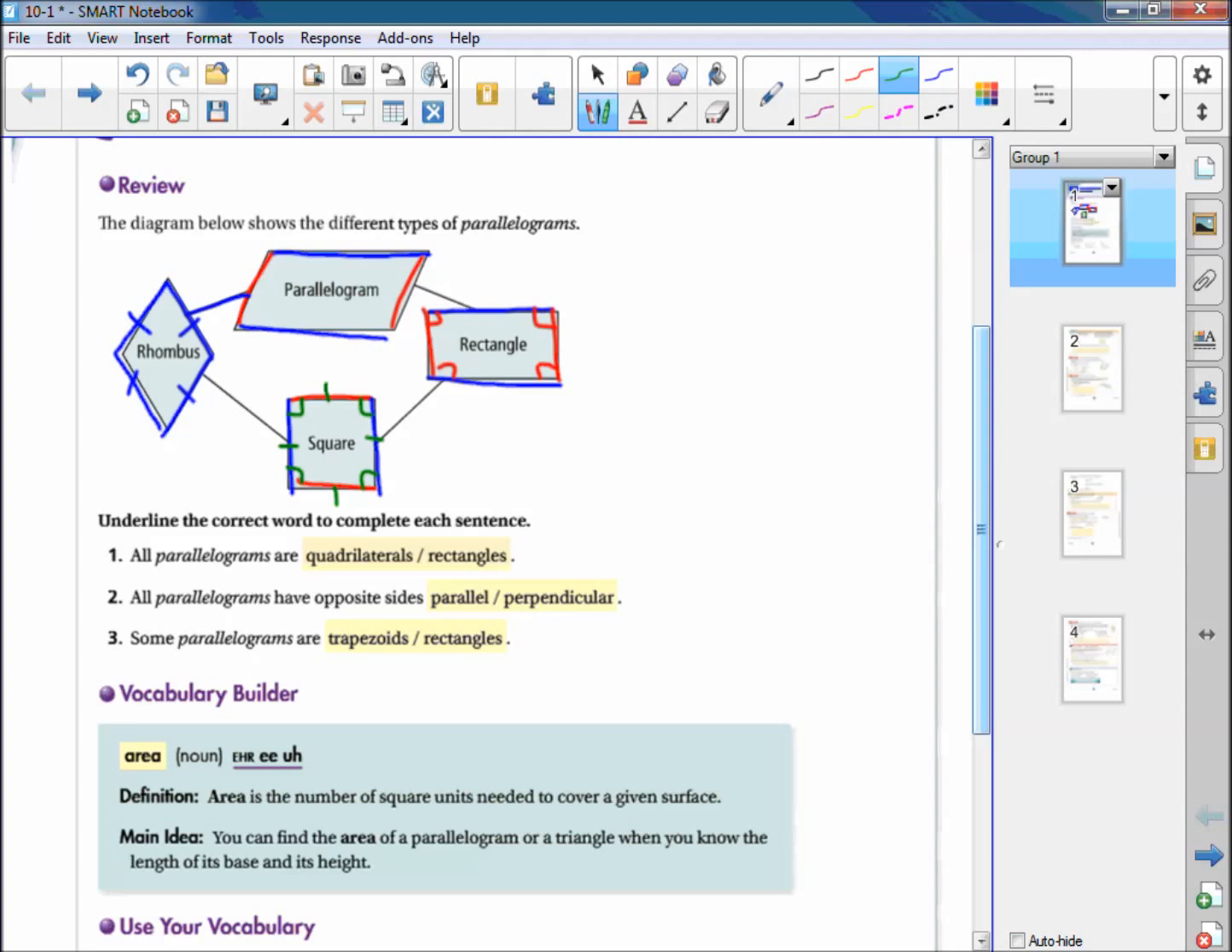And that's called a square. So remember, a square is a parallelogram. A square is a rhombus because it meets all the needs of a rhombus, and a square is also a rectangle because it meets all the needs of a rectangle, okay?